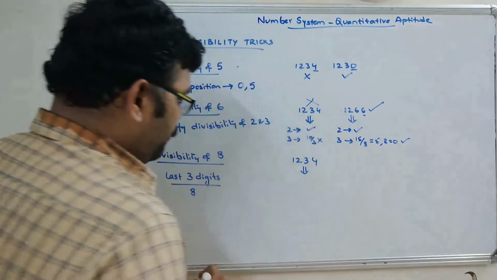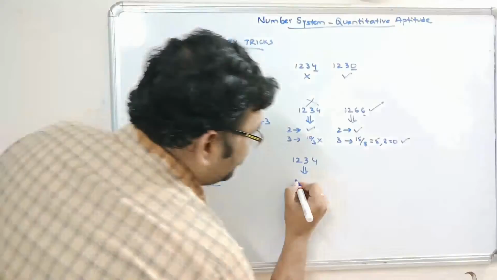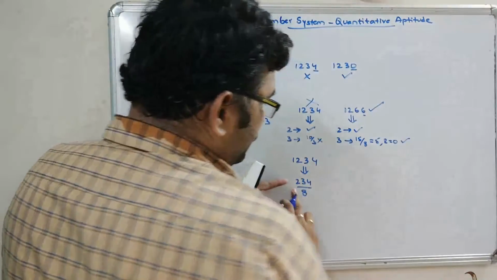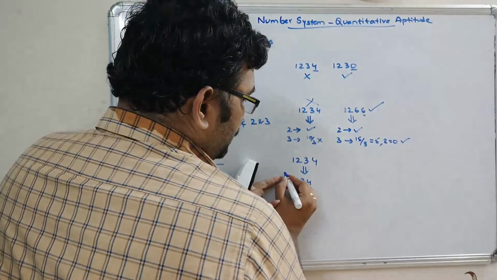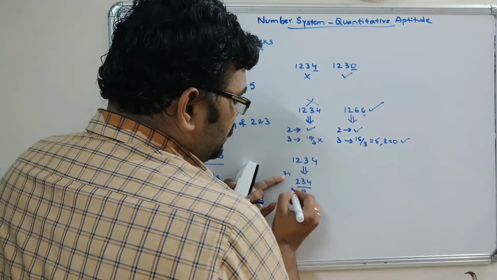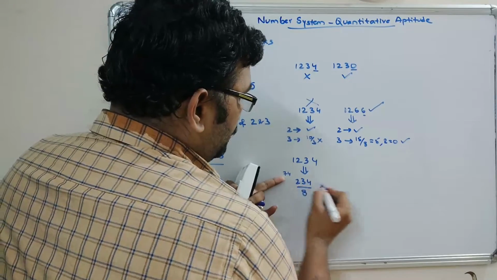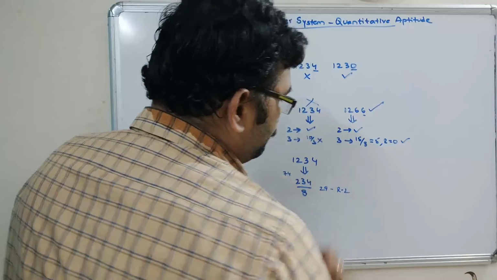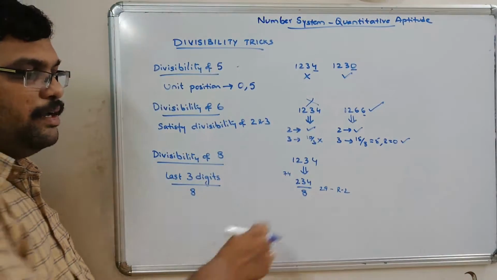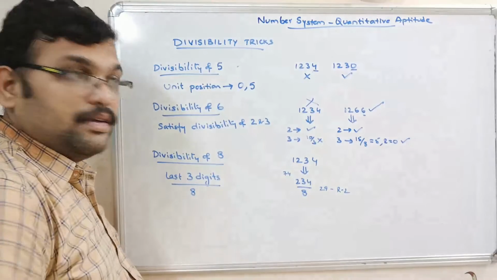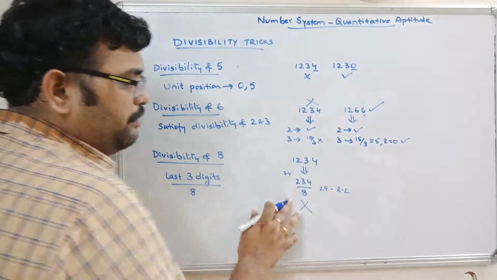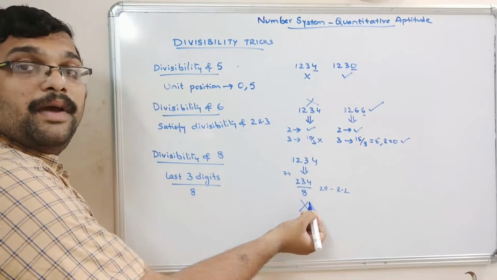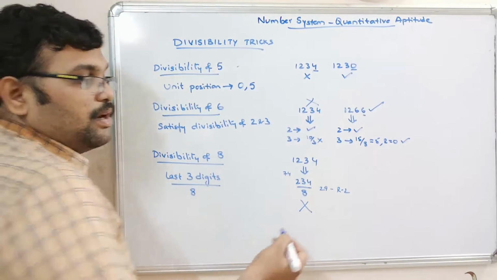So if you consider 1234, the last 3 digits, that means 234, are they divisible by 8? 8 2s are 16, so 74 is there. So 74 means 8 9s are 72 and with remainder 2. That implies this number is not divisible by 8, because the last 3 digits 234 are not divisible by 8.